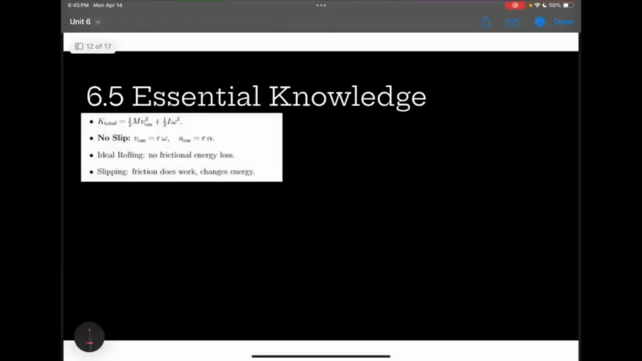Now for 6.5, this is about rolling without slipping. We already know this formula, the total kinetic energy formula. If a ball is rolling without slipping, and we'll get into this more in the example problems, it has these formulas. The velocity of the center of mass will be equal to the radius times the angular velocity. The acceleration of the center of mass will be equal to the radius times the angular acceleration. These are similar to some of the formulas you learned in Unit 5 for the relations between these two quantities. They're a little different because those were concerned with the tangential velocity of something, whereas this is concerned with the velocity of the center of mass, right?